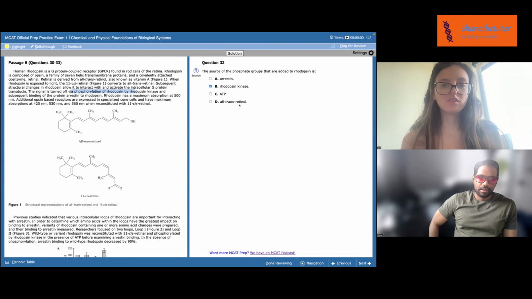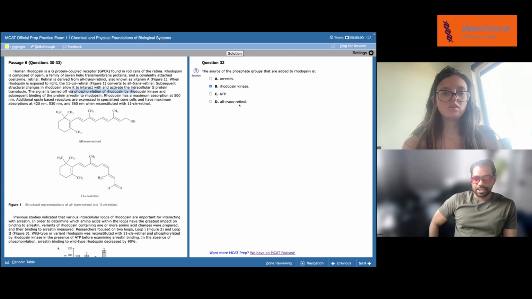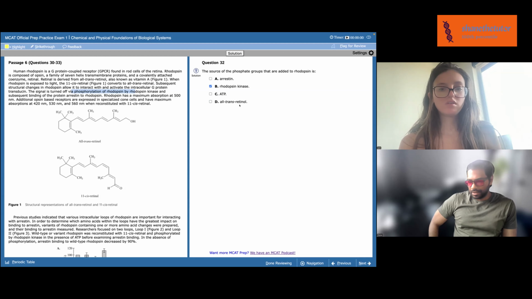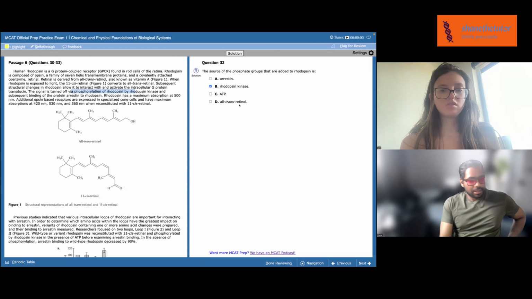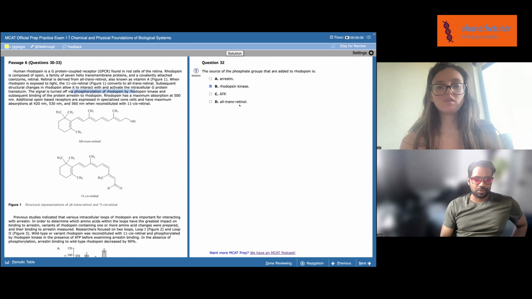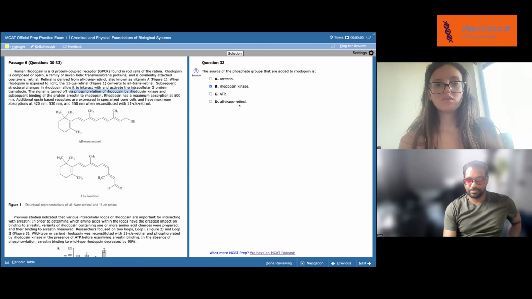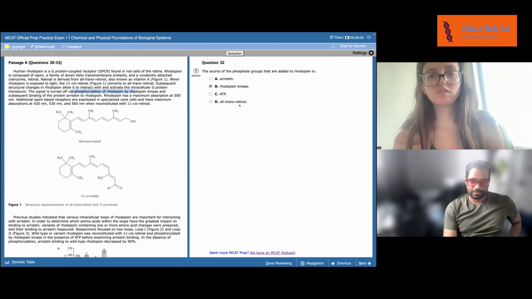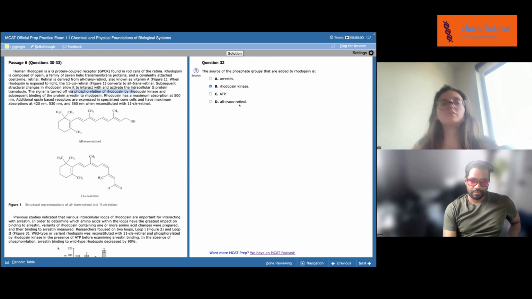So this is a subtle thing with the language that's used. It can help you to rephrase the question in your own words to understand what it's asking. Because I think you're going too fast when you're reading the question stem and not understanding what it's asking. So what is it asking? Where does rhodopsin get the phosphate groups? Correct.